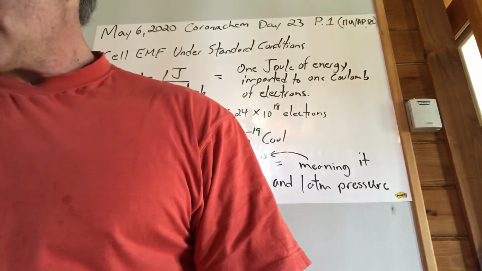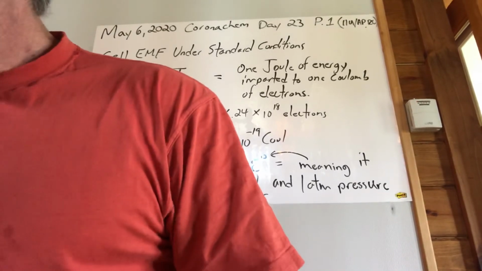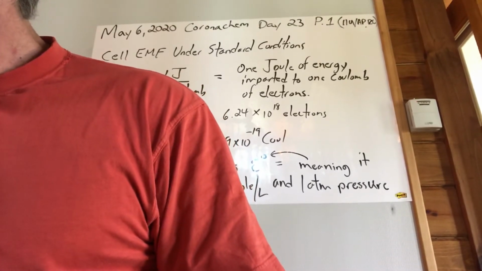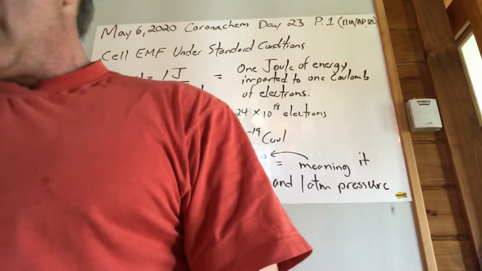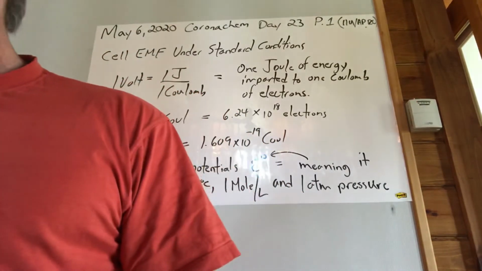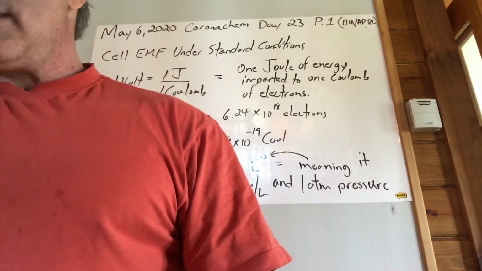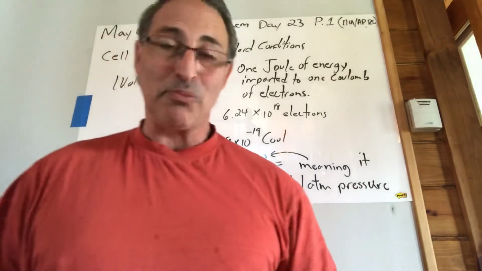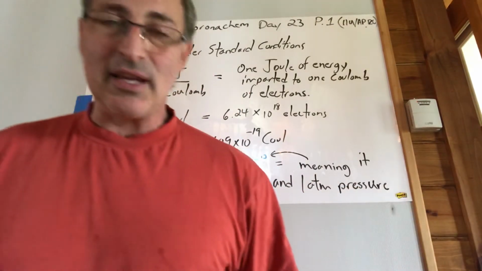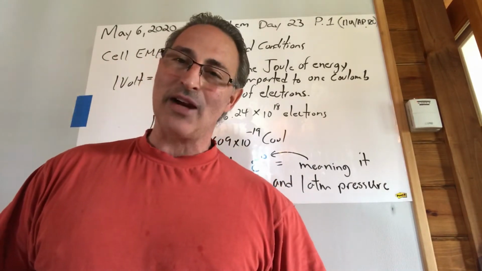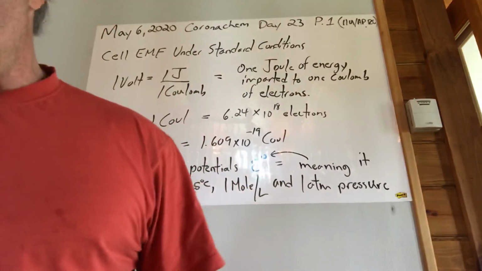So cell potentials, on page 861, the book asks, a certain voltaic cell has a standard cell potential of 0.85 volts at 25 degrees Celsius. Does this mean the redox reaction of the cell is spontaneous? And the answer is yes. If the voltage is positive, the reaction happens by itself. If the voltage is negative, what it's really telling you is the reaction likes to go the other way. It's the opposite of the way it's written.